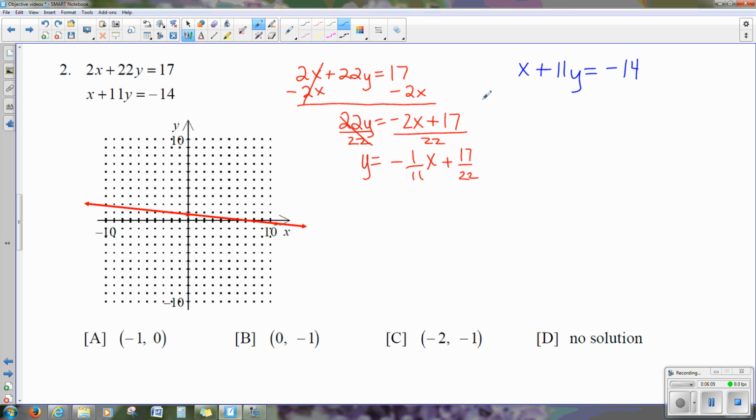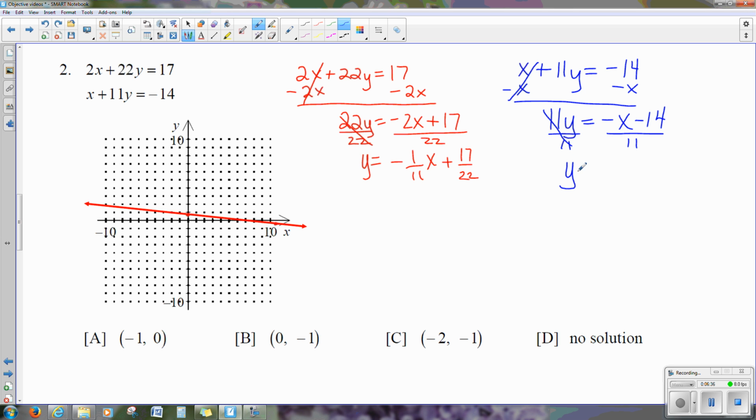I hold out even less hope for this one. At least 2 and 22 might have done something okay with each other, but 11 and 14, it's not looking good. So we're going to solve for y. All right, 11y equals -x minus 14.